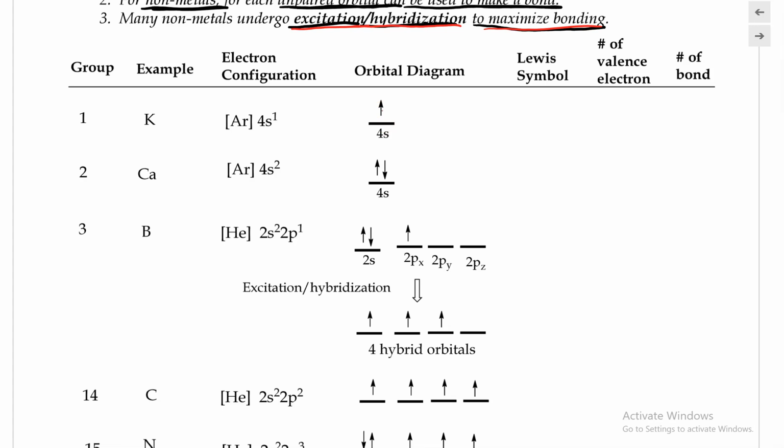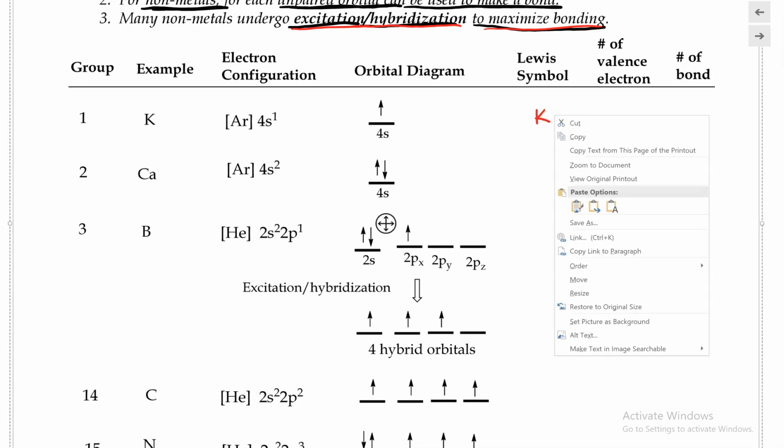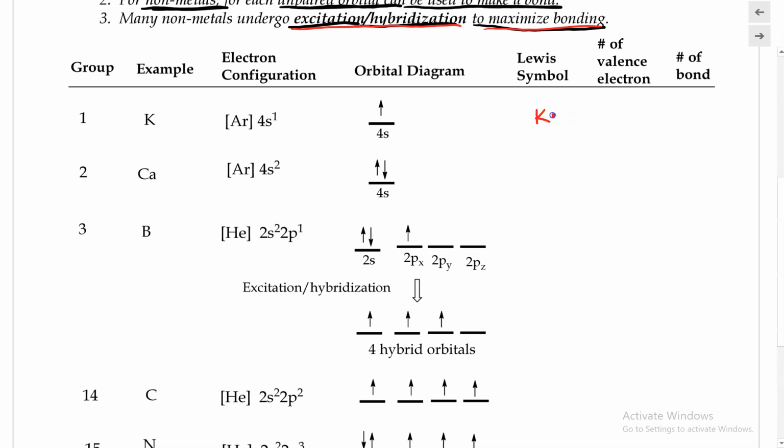To get started, first we put K, and this symbol represents both the nucleus and all of the core electrons. In this case, potassium has one valence electron, so we put one dot surrounding it. And there it is, that is the Lewis dot symbol with the one dot. Now we have one valence electron. In chemical bonding, we see that potassium actually forms one bond.